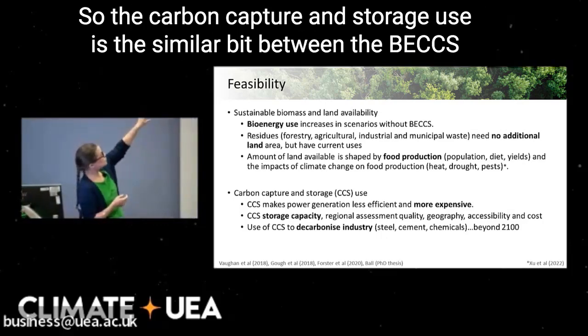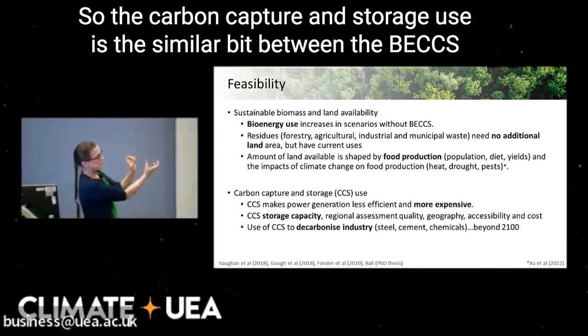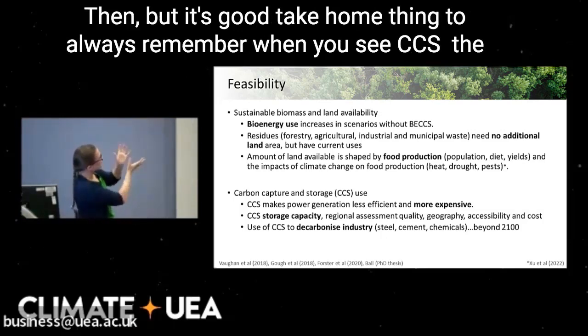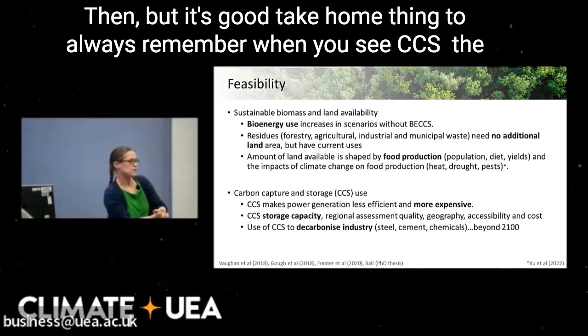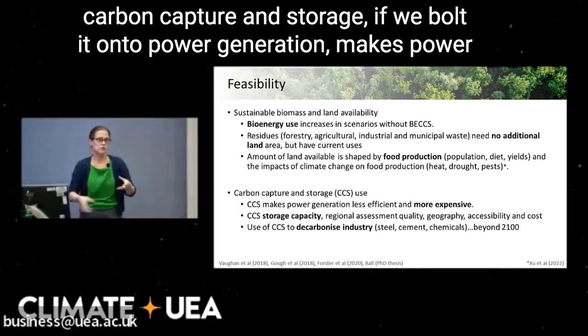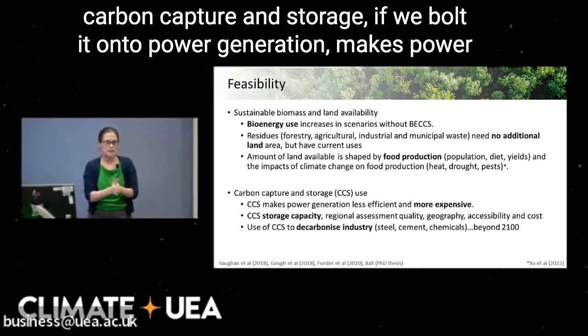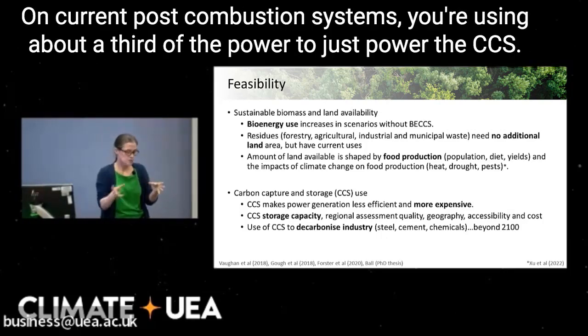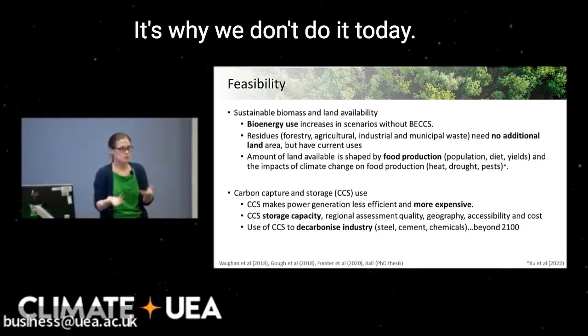So the carbon capture and storage use is the similar bit between the BECCS and the DACCS, this durable net zero that Miles Allen likes, for example. But it's a good take-home thing to always remember when you see CCS. The carbon capture and storage, if we bolt it onto power generation, makes power generation less efficient and more expensive. On current post-combustion systems, you're using about a third of the power to just power the CCS bit. That's why we don't do it today.